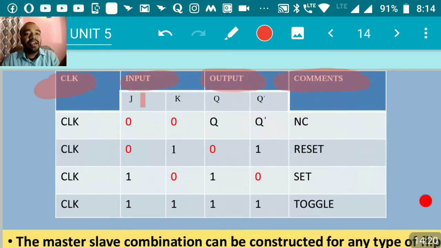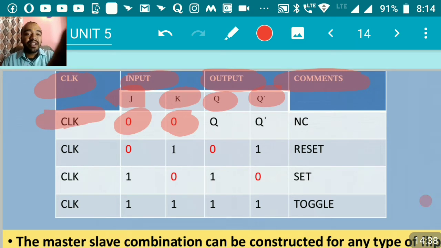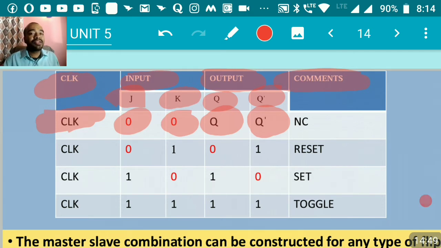Okay, so we have J and K as the input, Q and Q bar as the output, and let us go to discuss the first state, or first iteration, first input combination. The first input combination is J is equal to 0, K is equal to 0. After you apply the clock pulse, the master is going to get into no change state. That means the output is going to remain the same: Q is equal to Q and Q bar is equal to Q bar of the master flip-flop.